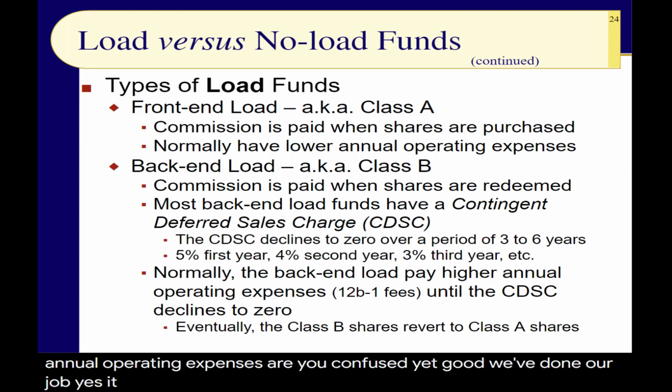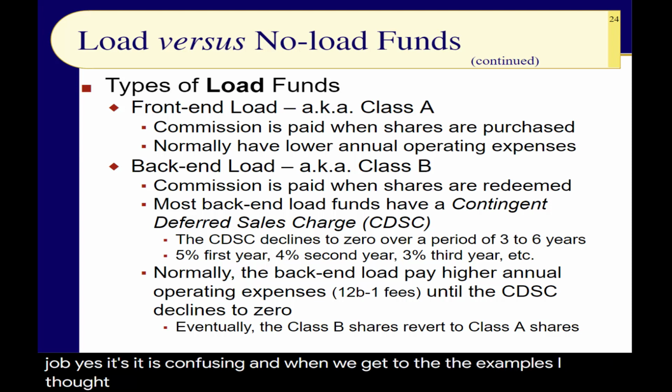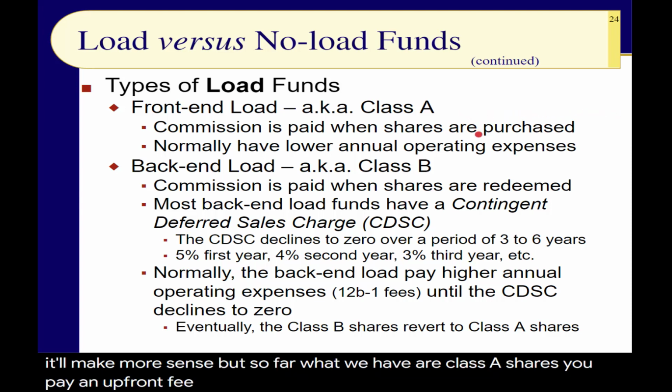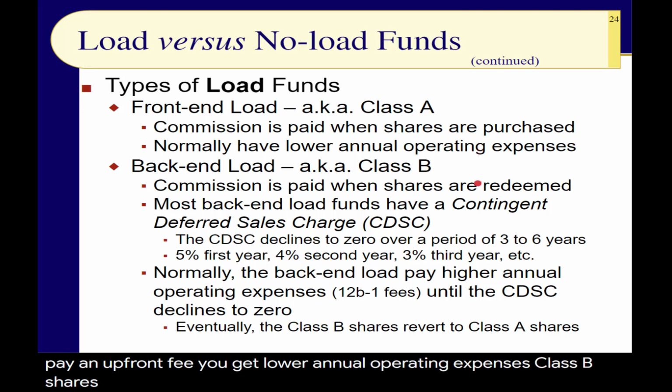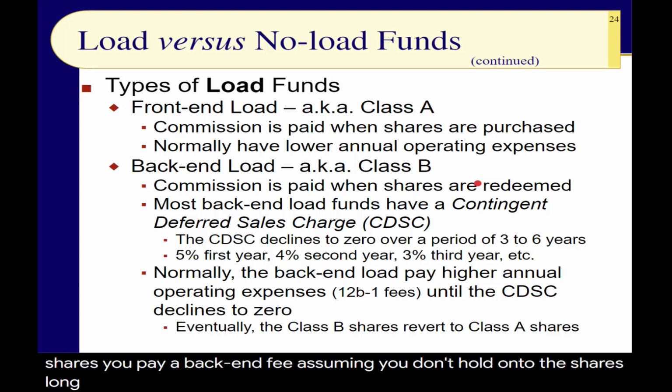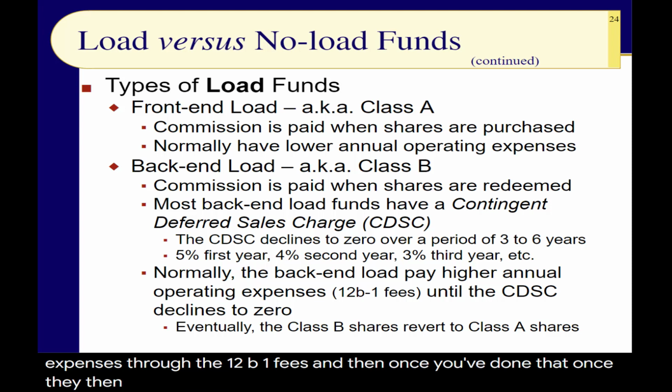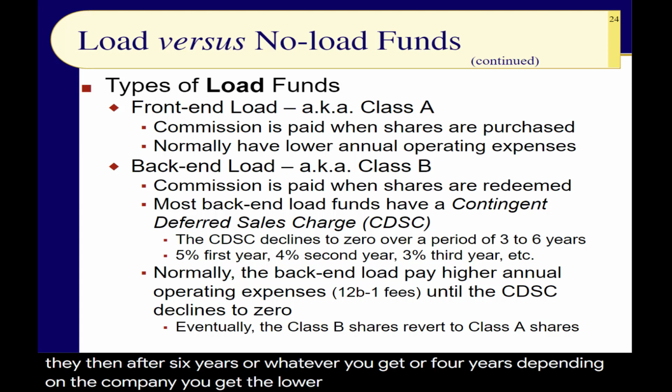Yes, it is confusing, and when we get to the examples, I hope it'll make more sense. But so far, what we have are Class A shares. You pay an upfront fee, you get lower annual operating expenses. Class B shares, you pay a back-end fee, assuming you don't hold on to the shares long enough, 5 years, 6 years. But you pay higher annual operating expenses through the 12b-1 fees. And then after 6 years or whatever, or 4 years, depending on the company, you get the lower annual operating expenses.